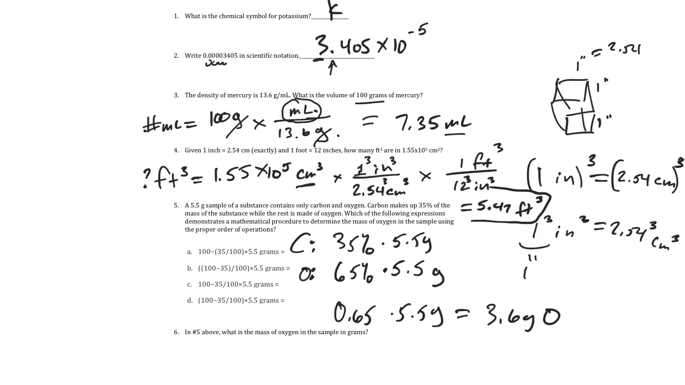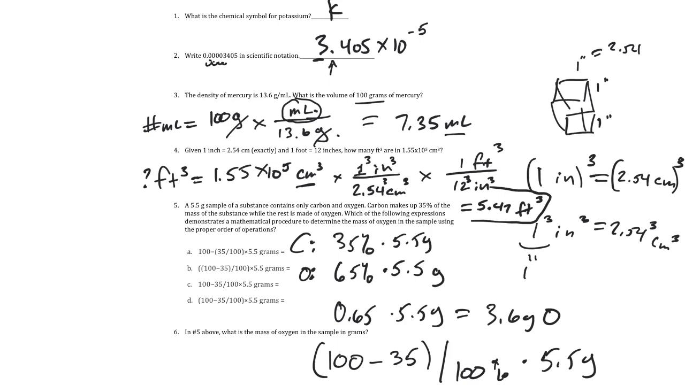Now, the question is, in terms of an order of operations, what are we really doing here? Well, we're saying that 100% of the sample is either carbon or oxygen. So 100 minus 35 is the percent that is oxygen. So that would be 65. Then we need to divide this by 100 to go to a fraction. A fraction times 100% is the percentage. So 0.65 times 100, that's where we get 65% from. So we just need to divide by 100%. So we can then multiply that now as a fraction by the mass of 5.5 grams.